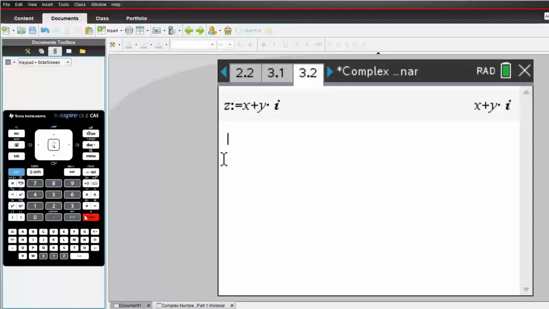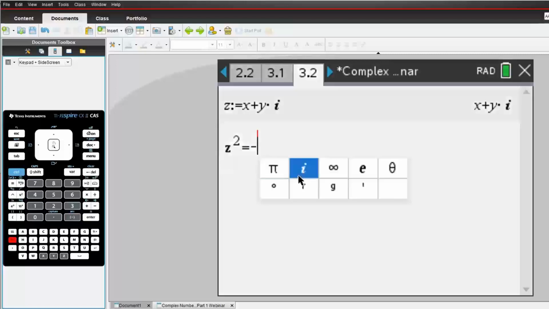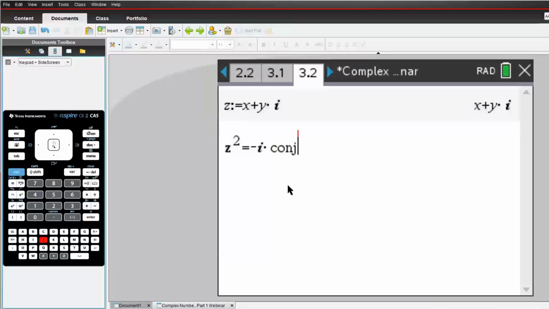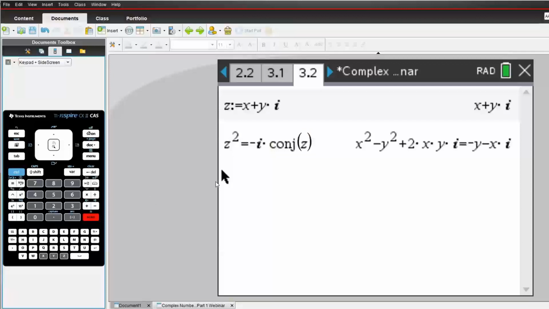What I can do now, if you look at your variables, you will see that z actually appears there, and it will come bold. So if I say now z squared equals, and we have negative i, that's what the equation was, and it was times z conjugate. So again, you can remember that this is just C, O, N, J, and then it changes from italic, that's the recognized function, and again z. So that gives me this equation.